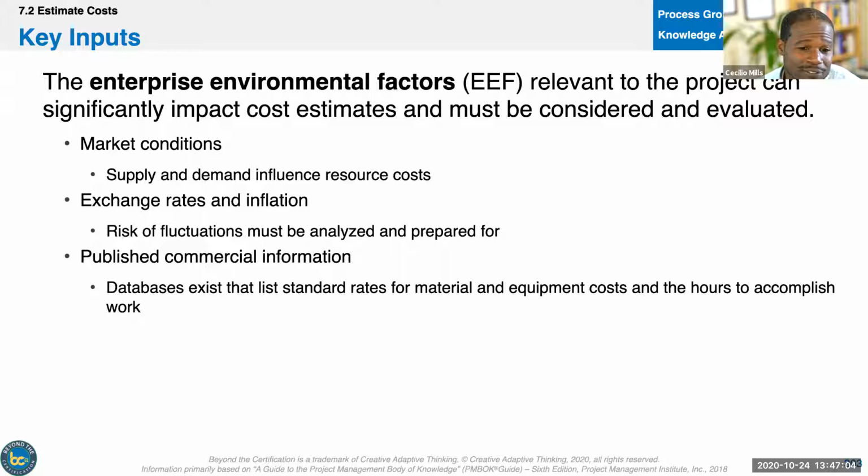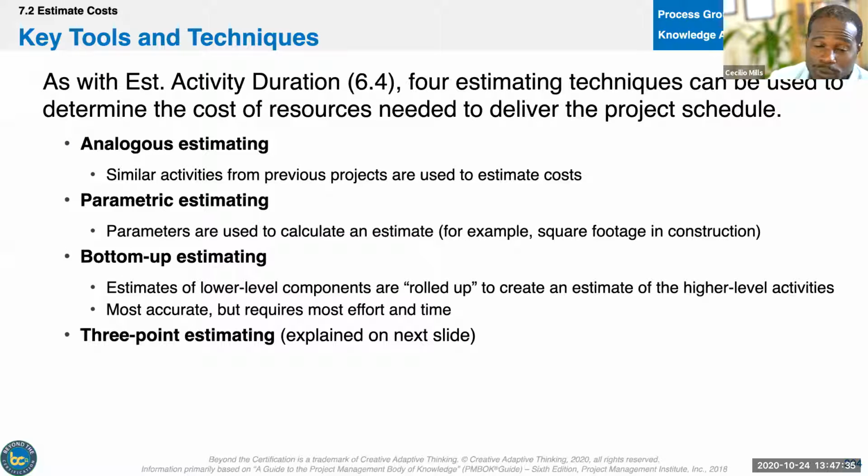All right. Exchange rates and inflation, any published commercial information. These are databases that exist. So you can say, how much would it cost for me to have union labor pull number 14 stranded wire from inside my wall up to the top of the ceiling so I can install a projector? And you can look at published commercial information and say, oh okay, it's about $28 an hour, and it typically takes 0.75 of an hour, something like that, right? So you can find that information. And then the same as with estimate activity durations, the estimating techniques are the same: analogous, parametric, bottom-up, and 3-point estimating.